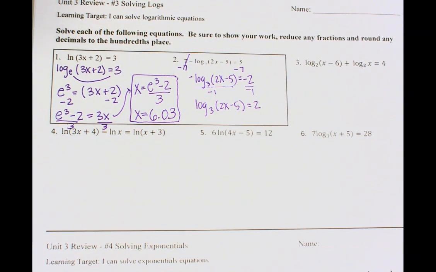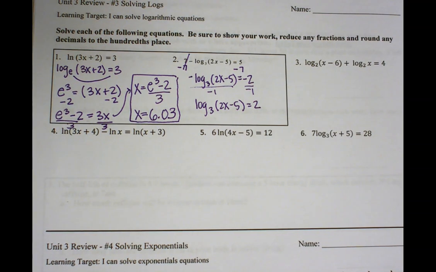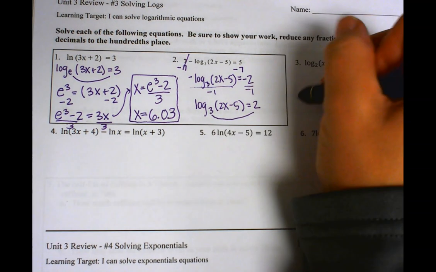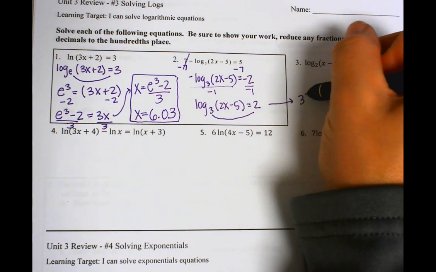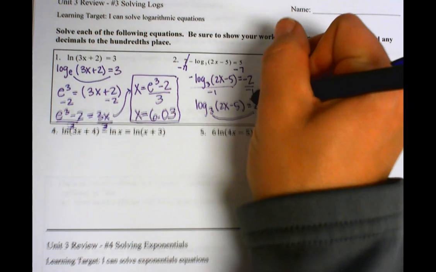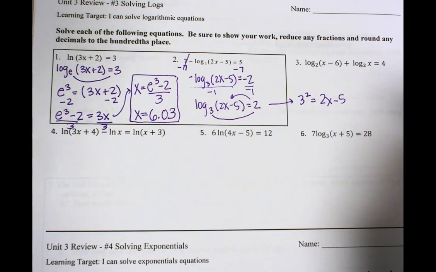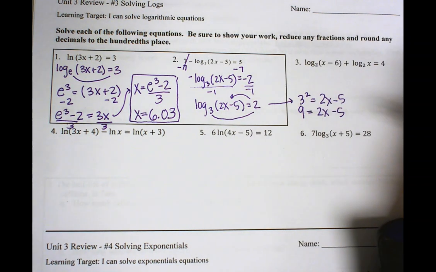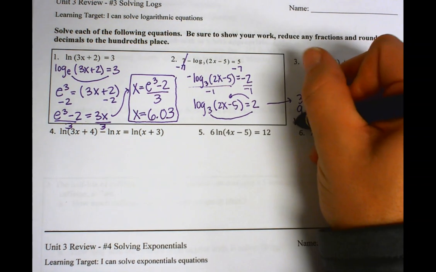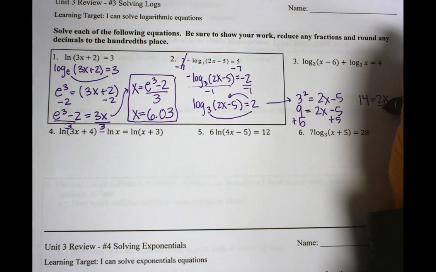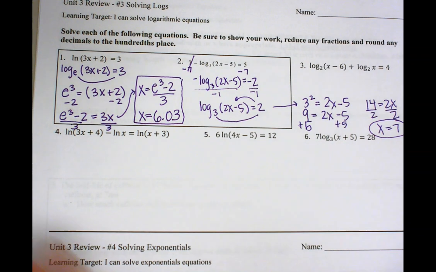Now I can rewrite that log to solve for x. That would be 3 to the second power equals 2x minus 5 when I rewrite. So 3 to the second power would give me 9. Then if I'm solving for x, I would add 5 to both sides. So then I get 14 equals 2x, and I get that x equals 7 as my answer.